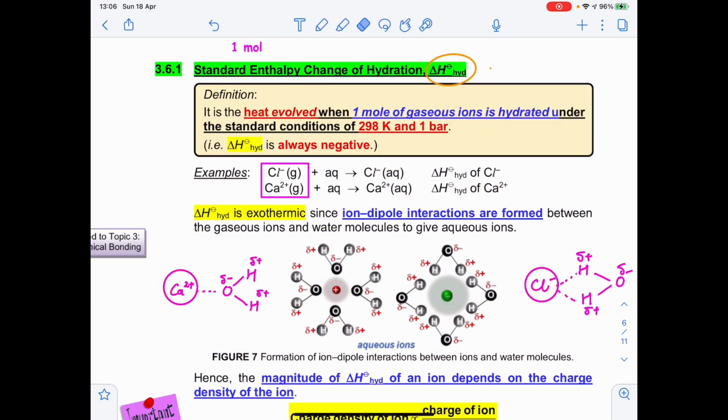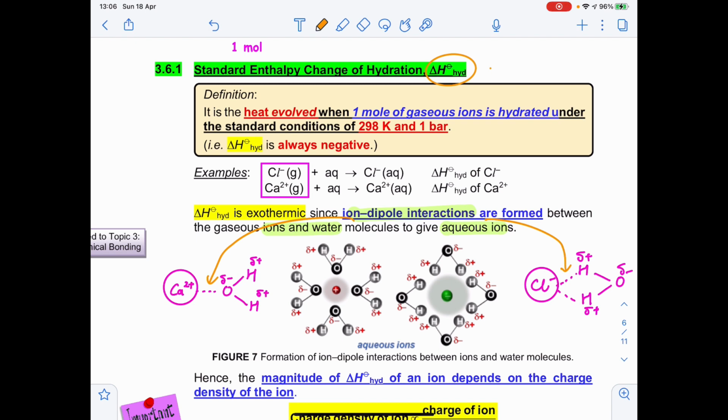So the last process you need to know is the standard enthalpy change of hydration. It is the heat evolved when 1 mole of gaseous ions is hydrated under standard conditions of 298 Kelvin and 1 bar. And this process is always exothermic because it involves a bond formation process. It involves the formation of ion-dipole interaction between the ions and the water molecules to give aqueous ions. So this is the ion-dipole interaction between the ions and the polar water molecule. And the energy released is hydration energy.